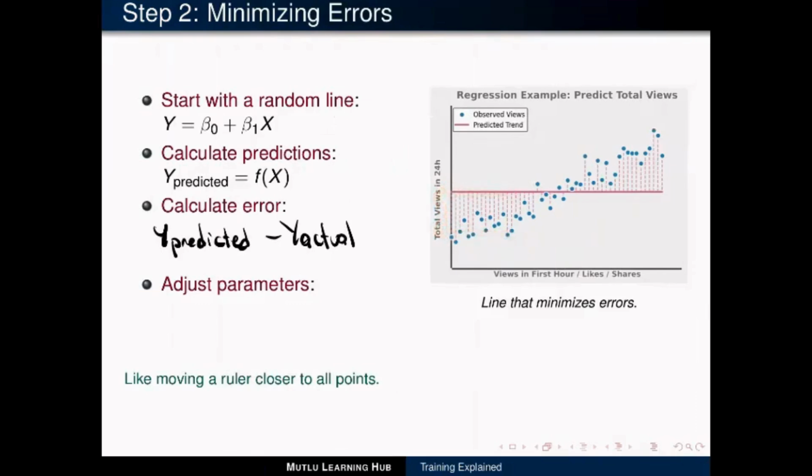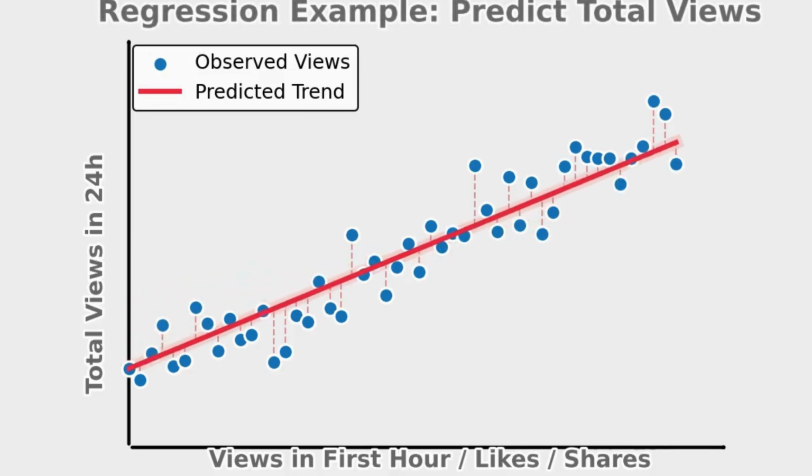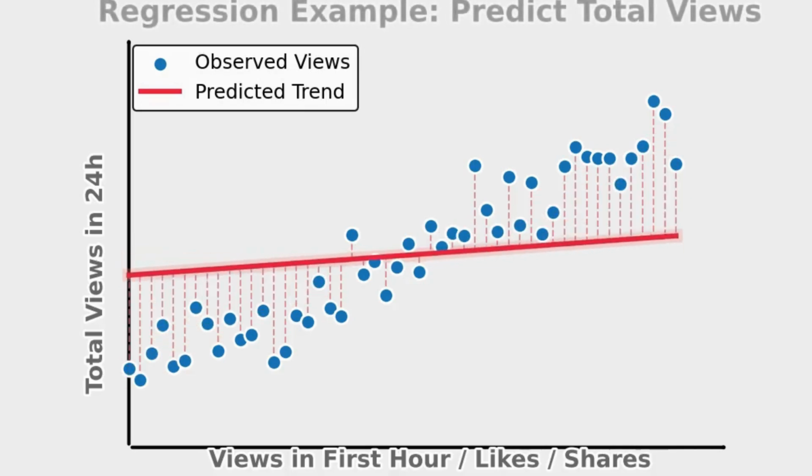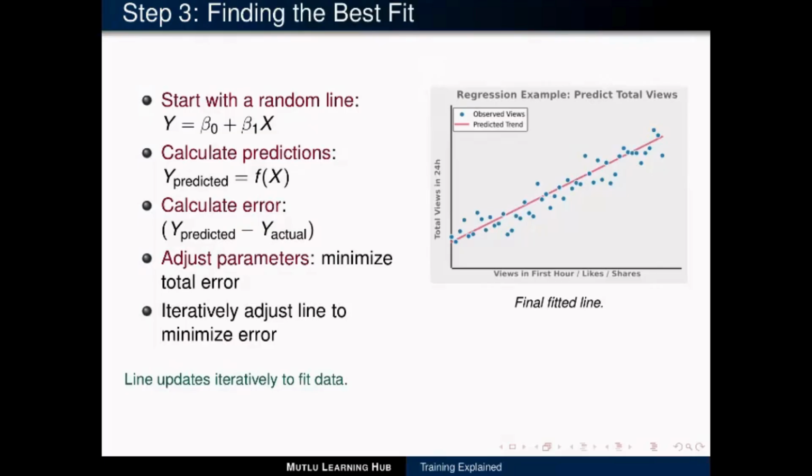Then we adjust beta 0 and beta 1 to minimize the total error. Imagine moving the ruler so it gets as close as possible to all points. By iteratively adjusting the line, we find the best fit that minimizes all errors. The line updates until it represents the underlying pattern in the data.